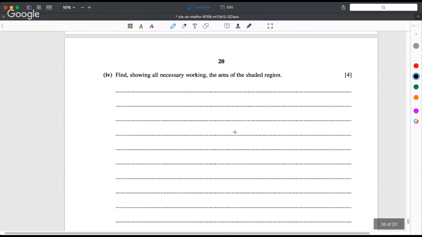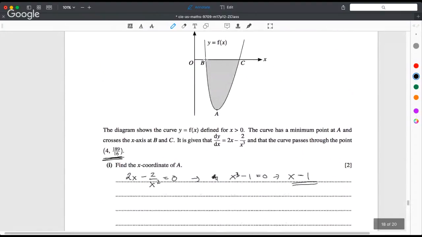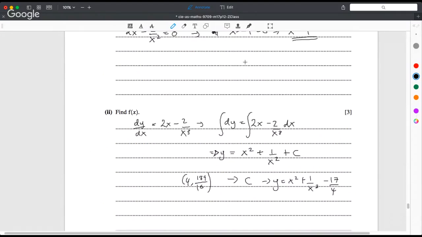Okay, now they want us to find the area of the shaded region. This is the last bit. Well, you just integrate the function to find the area under a curve. So the area is going to be the integral of f of x dx from b to c. So if we look again at the picture, you'll see that you're integrating between here and here, from b to c.